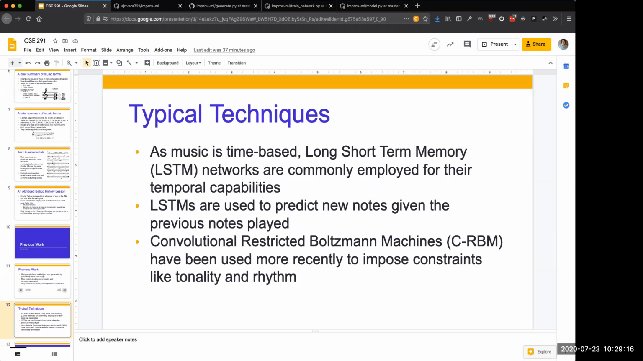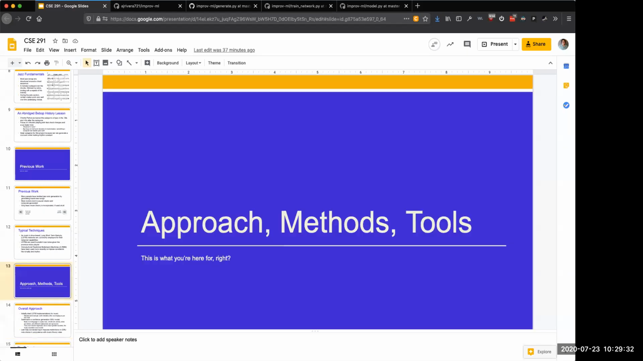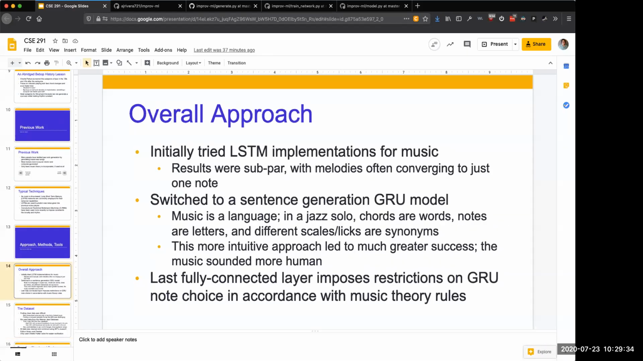Convolutional restricted Boltzmann machines have also been used to impose further constraints like tonality and rhythm, and that's something that we eventually want to experiment with. But it's a little bit more complex than an LSTM network or the network that we used, which was a gated recurrent unit model.